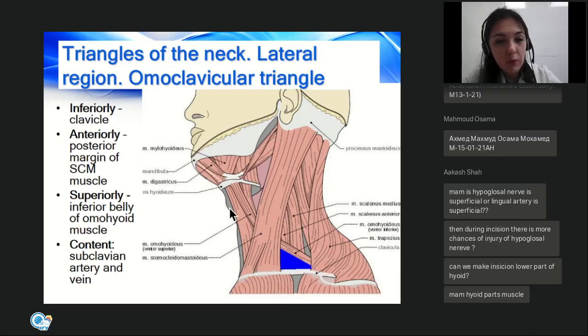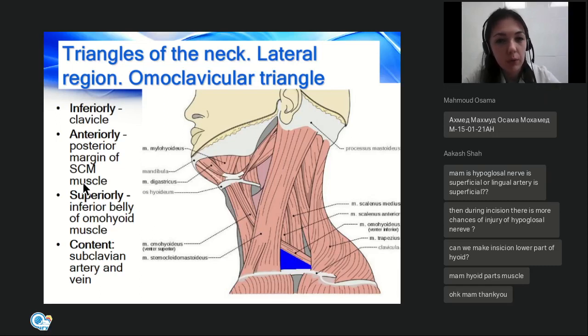Okay, so for the first time, I will try to tell you about the omoclavicular triangle. Inferiorly, it is the clavicle, and anteriorly, it is the posterior margin of the sternocleidomastoid muscle, and superiorly, it is the inferior belly of the omohyoid muscle. The content of this triangle is the subclavian artery and vein. And together with the subclavian artery, if you have already studied the muscles of the neck, you know that there is an interscalene space here. Together with the subclavian artery, the brachial plexus passes through the interscalene space.